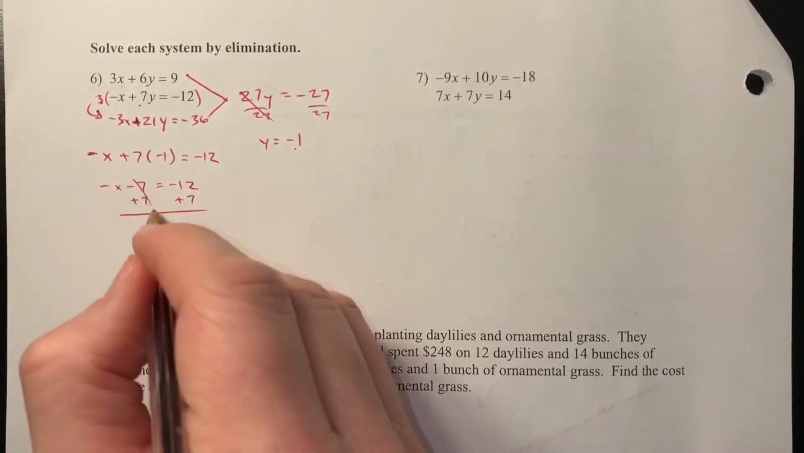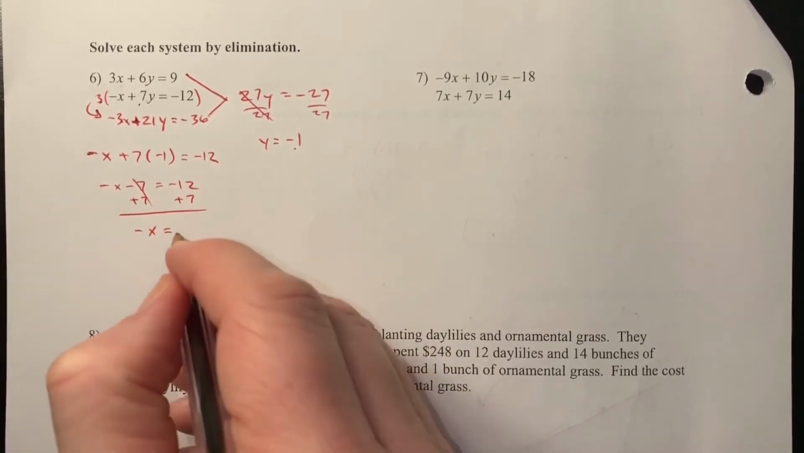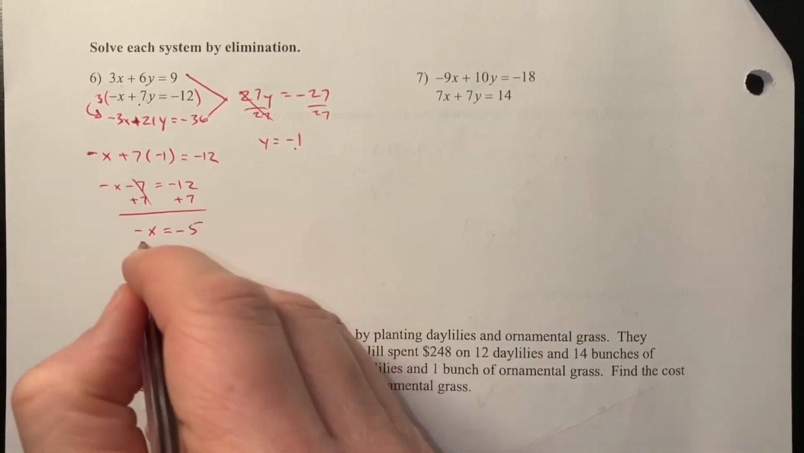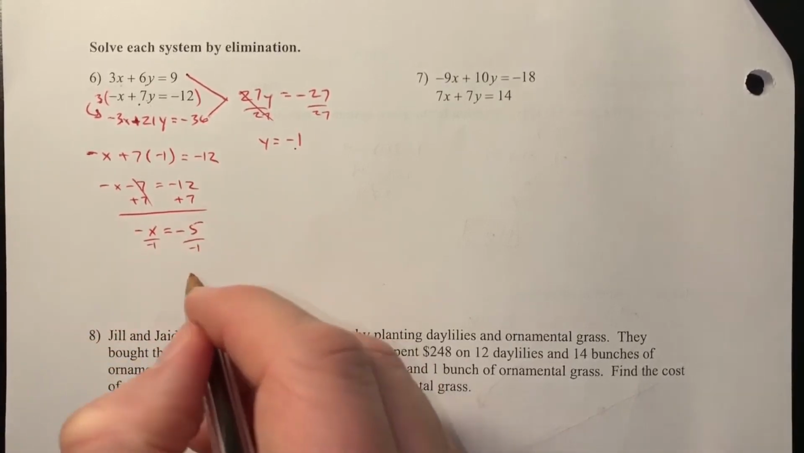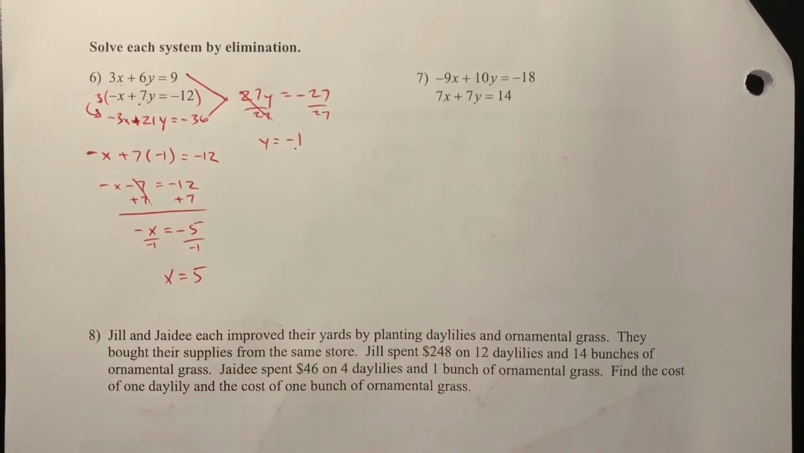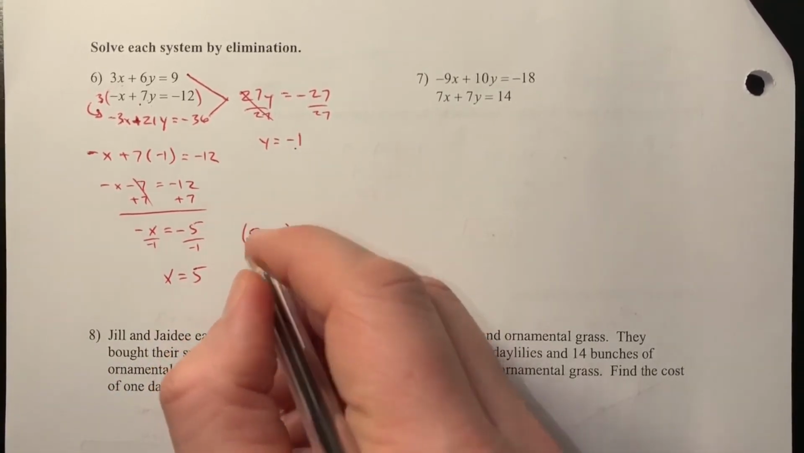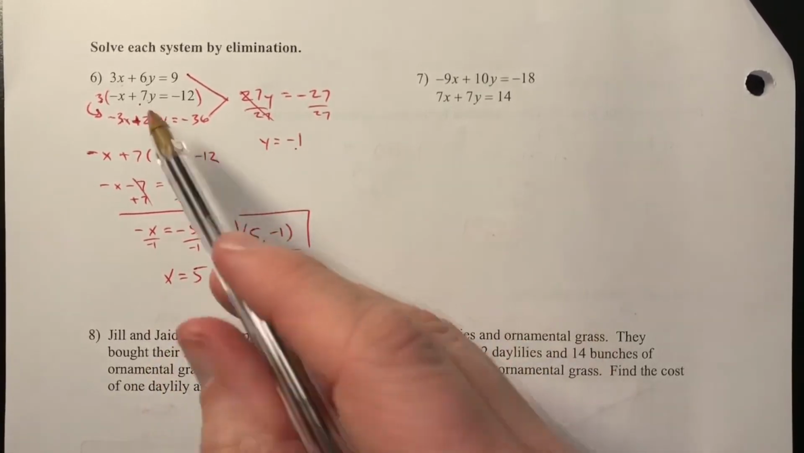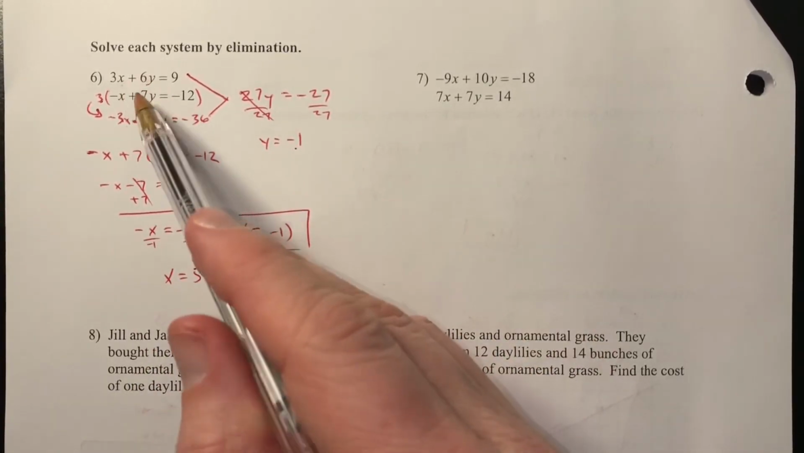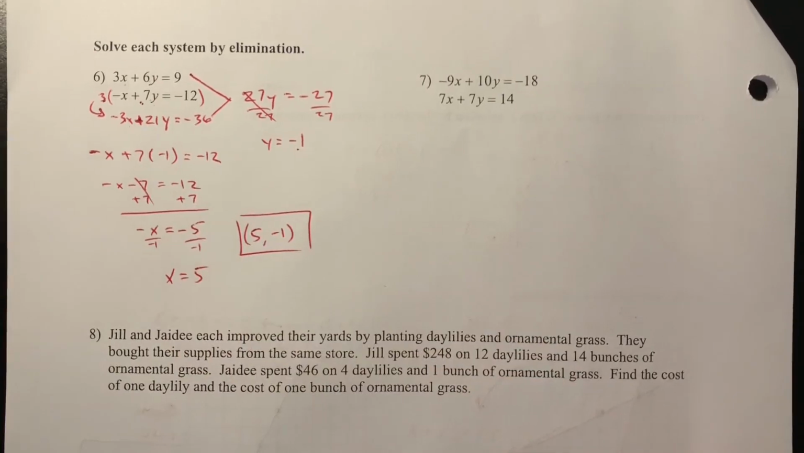Add 7 to both sides. Negative x equals negative 5. And divide both sides by negative 1. x equals 5. So the solution is (5, negative 1). Once again, good idea to plug 5 and negative 1 in for x and y in each of the two original equations.